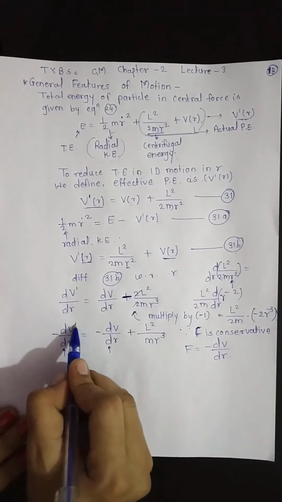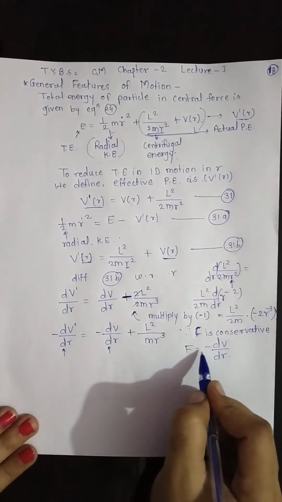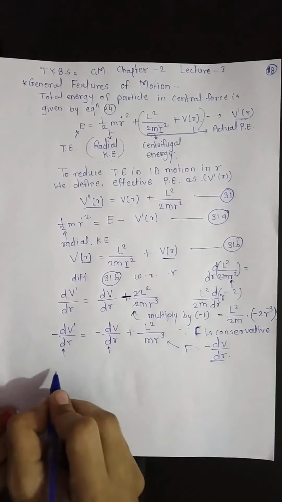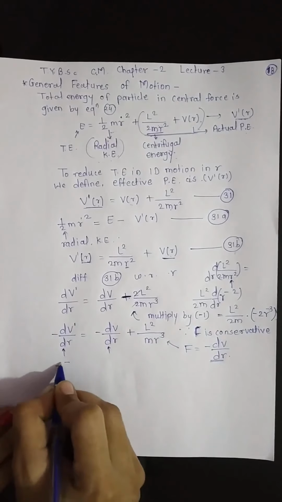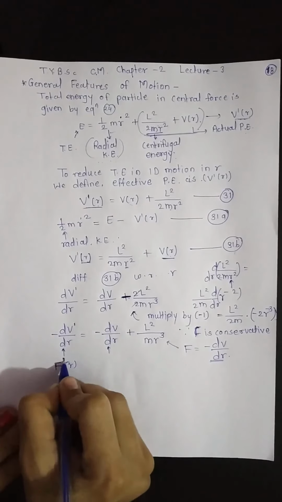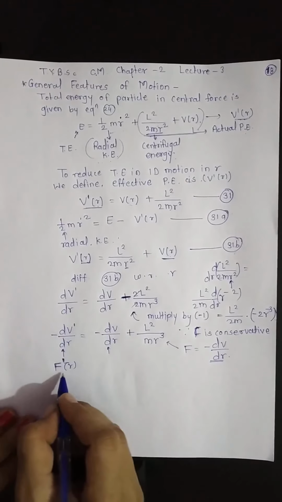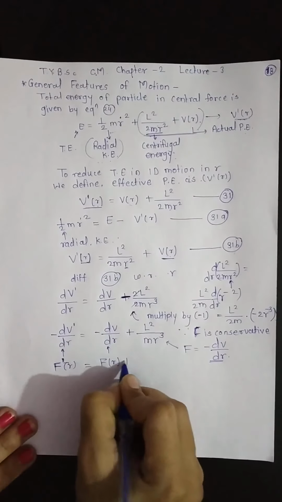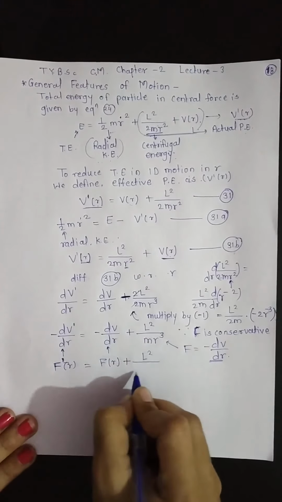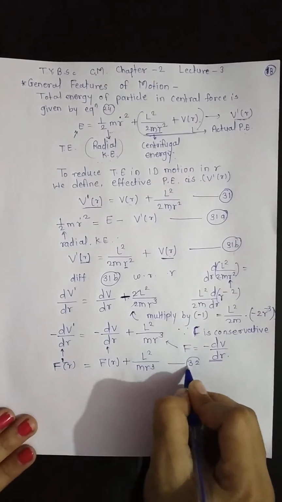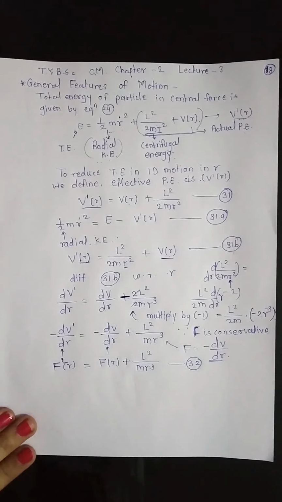So I will use that definition for both these terms. Here I am having V dash. Since the force is conservative, I will use this definition and I will get minus F of r, and here I will use dash because this is the effective potential. So F dash of r will be equal to F of r plus L square upon m r cube. Let me call this equation number 32.